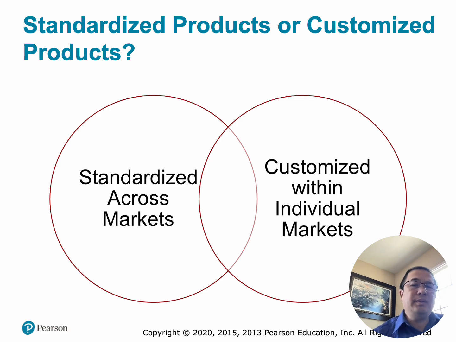Number two, customized within individual markets. A customized product is modified to meet local preferences, laws, or cultural requirements. Characteristics are different flavors, different packaging, different features, and different marketing campaigns. Advantages are better fit with local consumer preferences, compliance with local regulations, and stronger customer acceptance. As an example, McDonald's offers different menu items in each country. Coca-Cola adjusts sweetness levels and package sizes by market.